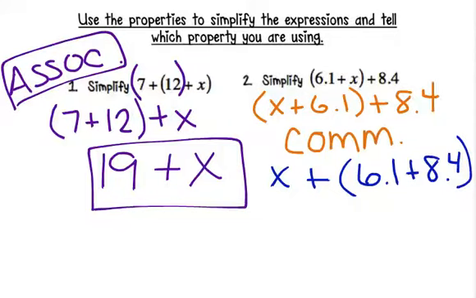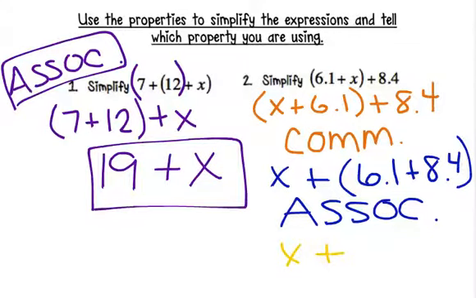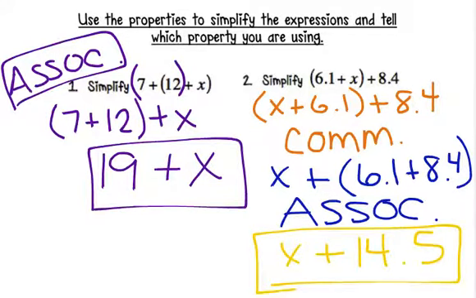Now what is that called when you move the parentheses? We did not change the order, we just grouped a different pair of numbers. That is the associative property. And then finally, it's to the point where we can actually do some simplifying, because what's in parentheses we are able to add together. So we bring down our x plus, and then you need to figure out 6.1 plus 8.4. If you're saying 14.5, then you are correct. So x plus 14.5 is the simplified expression, and we had to use the commutative property first and then the associative property in order to simplify.